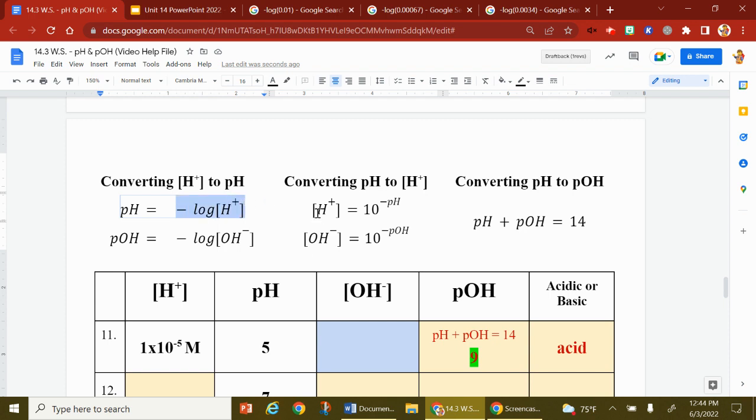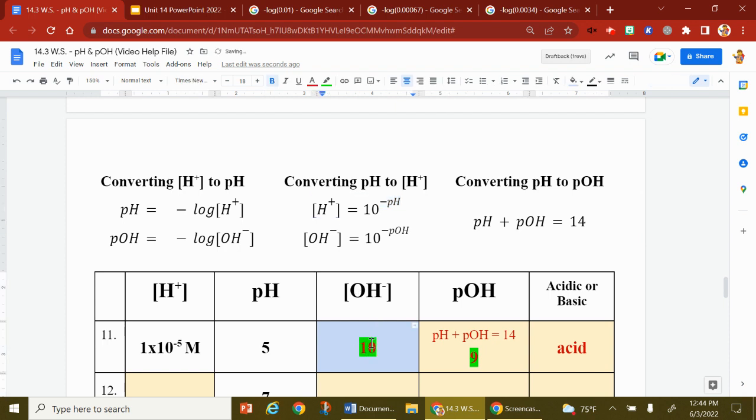But if you want to find the concentration of the acid, you take 10 and you raise it to the negative pH. That's how you undo a log. You undo a log by doing 10 raised to your answer. Just like the opposite of addition is subtraction, and the opposite of multiplication is division, the opposite of log is exponents. So we want to figure out the concentration of the base.